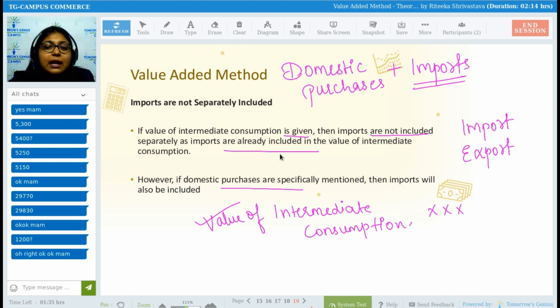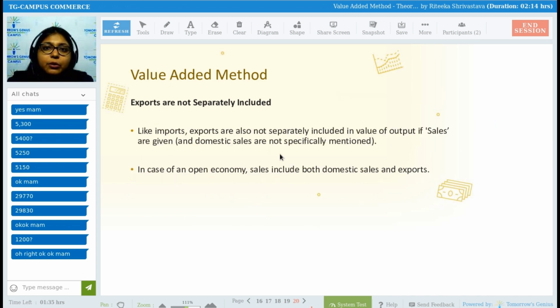So even if in the question they give you the value of intermediate consumption, domestic purchases and imports, you will quietly just take the value of intermediate consumption. No need to take domestic purchases and imports. But if they are not giving you the value of intermediate consumption directly, then they might give you domestic purchases and imports, so you will have to add them. Okay, so this was related to imports.